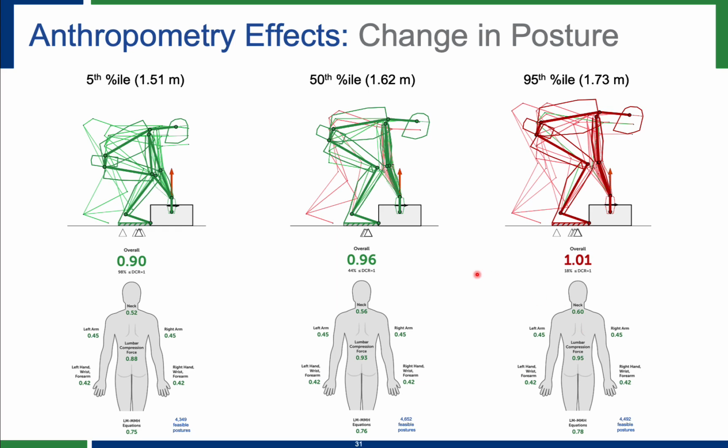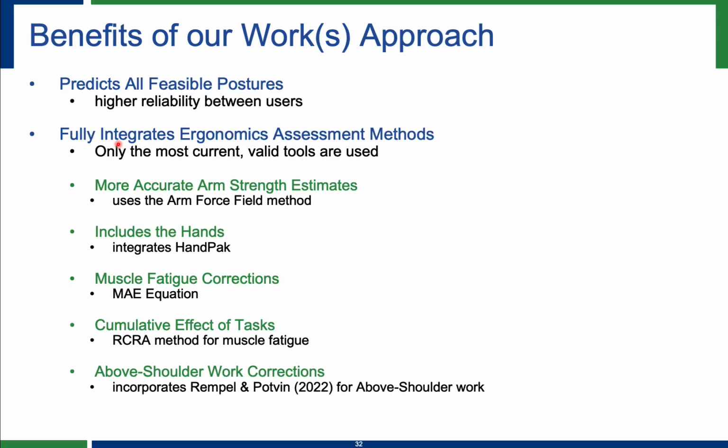And so just to show you the benefits of work quickly, first thing it does is predict all feasible postures. So it's got a higher reliability between users. And then it fully integrates the ergonomic assessment methods. So it only uses the most current valid tools. And it has much more accurate arm strength estimates using the arm force field. It includes the hand and fully integrates the hand-pack linear force aspects, which most tools don't have.